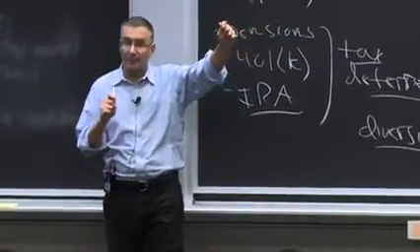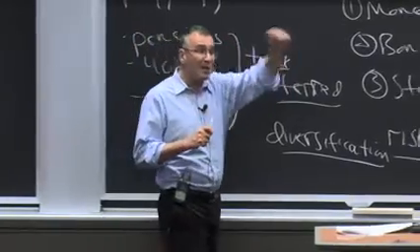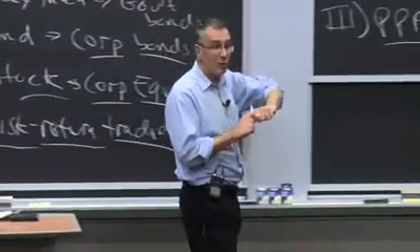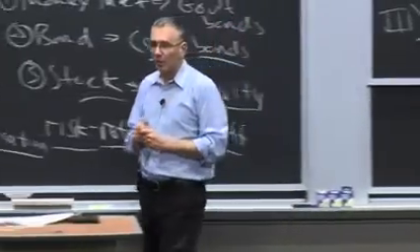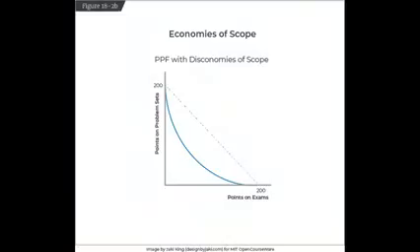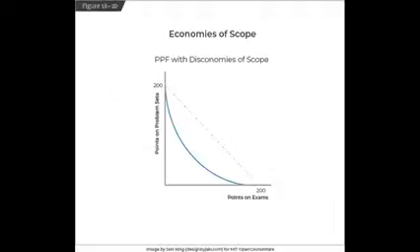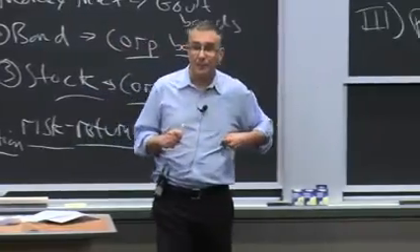Okay? So there can be economies of scope, which is when doing both things makes you better at both, and diseconomies of scope, when doing both things makes you worse at both. And that's the nature of the shape of the production possibilities frontier. An economy of scope is when doing both makes you better off. A diseconomy of scope is when doing both makes you worse off. Okay? Questions about that?